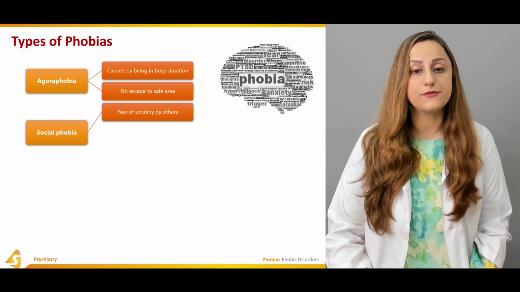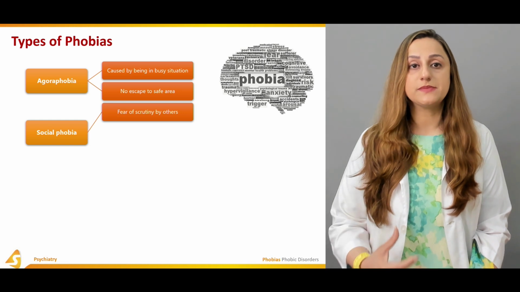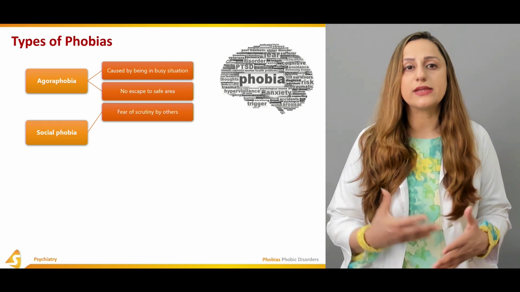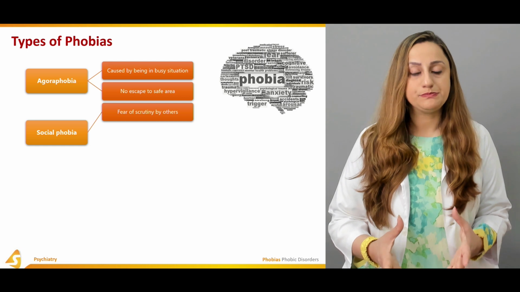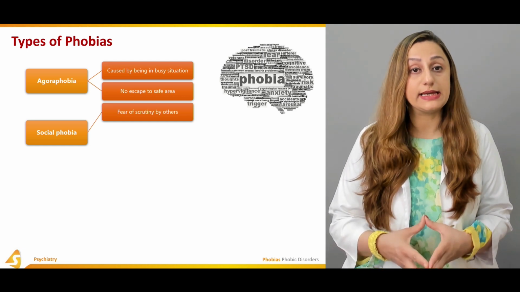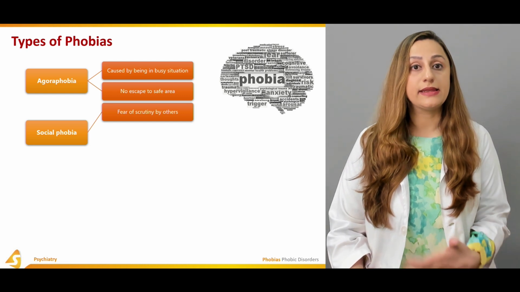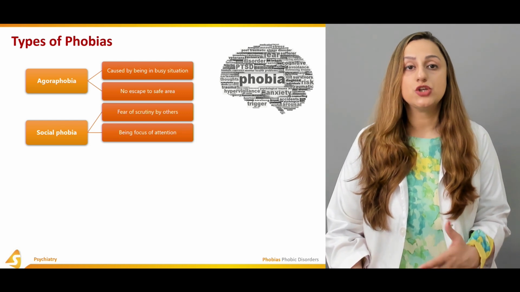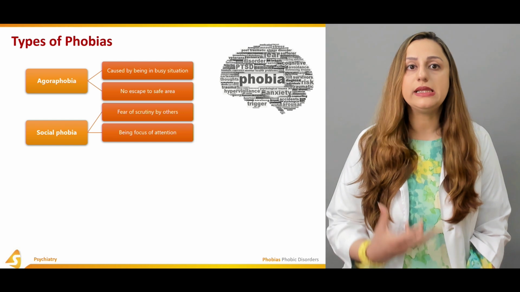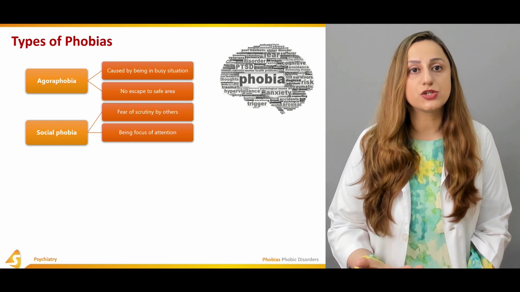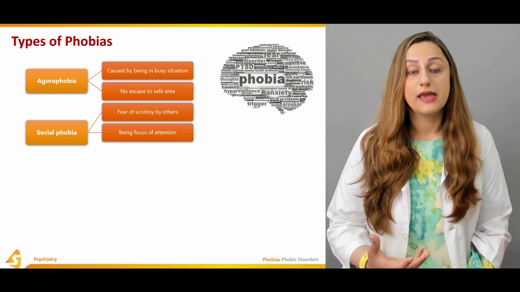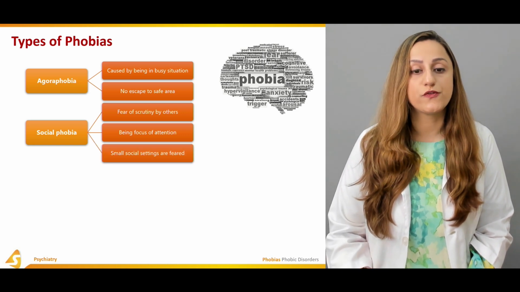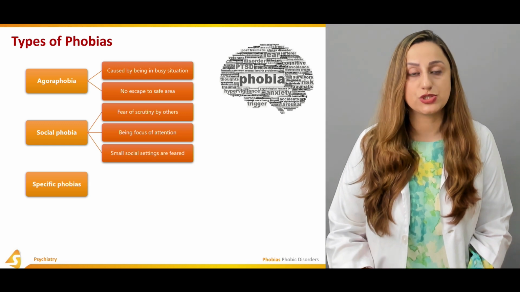And then the social phobias, the fear of scrutiny by others. Sometimes the patient has that paranoid behavior in which he thinks that everybody is looking at him and trying to scrutinize him in every way. That is when he feels that extreme or persistent fear, and then the panic attack starts in that particular person. Now, being the focus of attention when everybody is looking at you, for example, you're publicly speaking and you have that adrenaline rush, you feel your heart rate rising, and then you start sweating and there are tremors. So that is basically a kind of social phobia. Small social settings are feared in these situations as well.